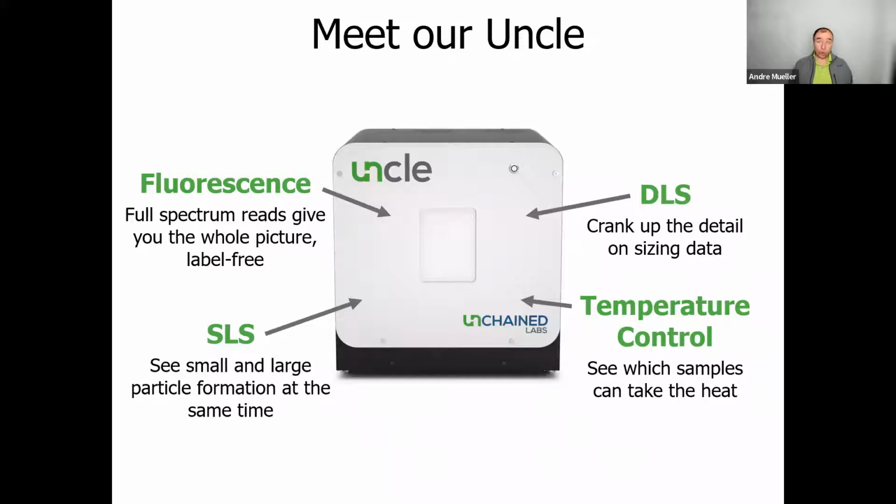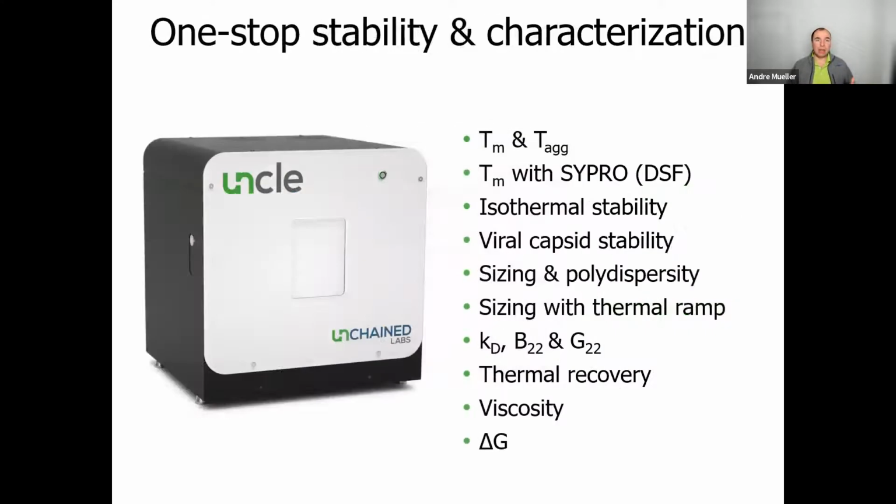Uncle is temperature controlled. You can set the temperature between 15 and 95 degrees Celsius. That allows you to do temperature ramps, isothermal incubations over hours, days, weeks, and also you can set it to room temperature in case you want to do that DLS experiment I just mentioned. So Uncle packs these things together in one instrument and combines the modalities to a dozen different applications.